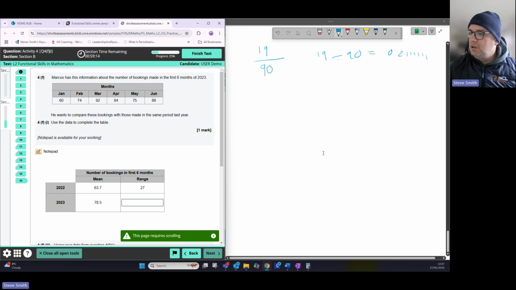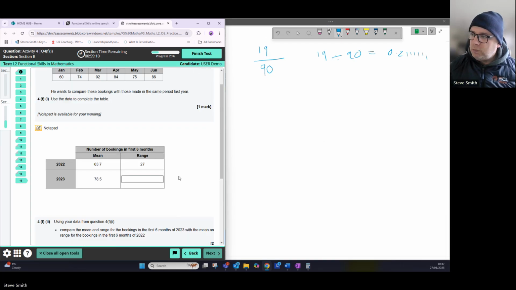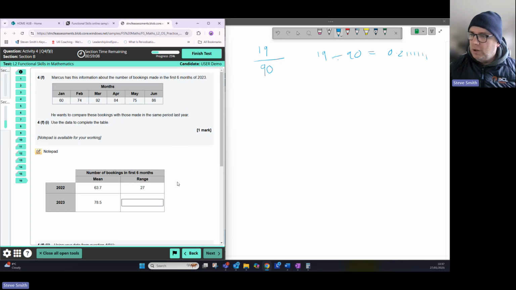The last question for a 1 marker, and it's two separate questions. Look, we've got a 1 pointer at top and then a 2 pointer. Okay, Marcus has this information about the number of bookings made in the first 6 months of 2023. He wants to compare these bookings with those made in the same period of last year. Use the table to compare.